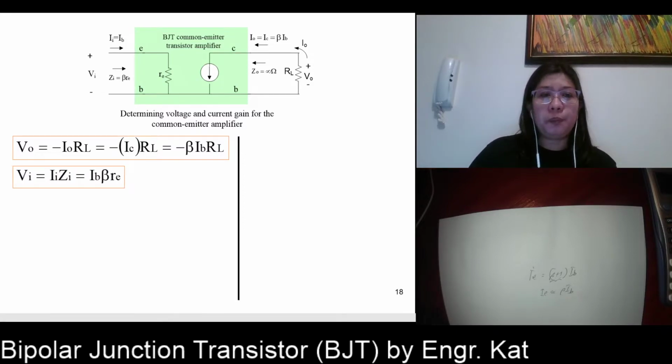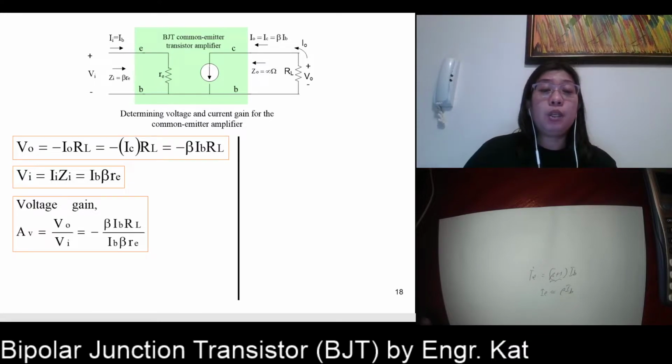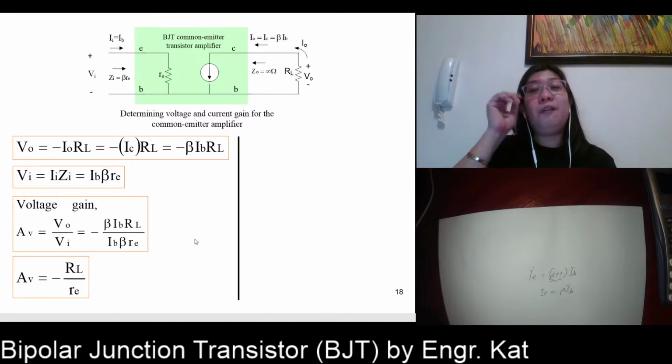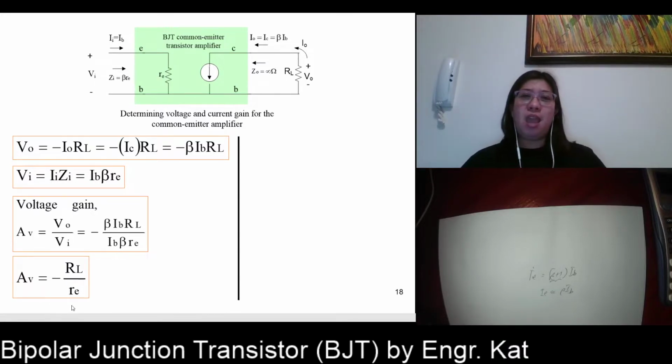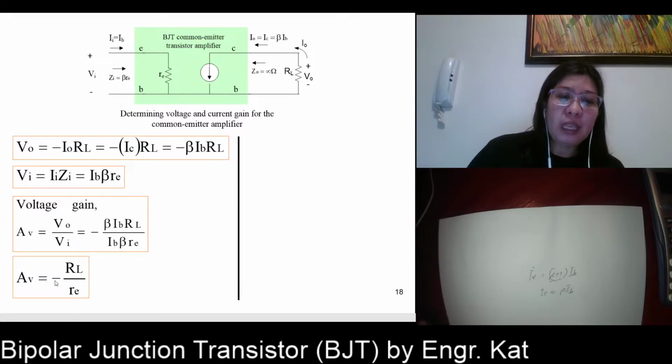So what is your input? Your input is equivalent to I input multiplied by your ZI. So what is your I input? Your I input is IB. Our ZI is beta RE. Okay? So, getting the gain now, VO all over VI. VO is beta IB RL. VI is IB beta RE. So, beta is cancelled out, IB is cancelled out. So, what do we have in our voltage gain? Voltage gain is RL all over RE, just like what you have in a common base configuration. The difference is what? We have a negative sign here.